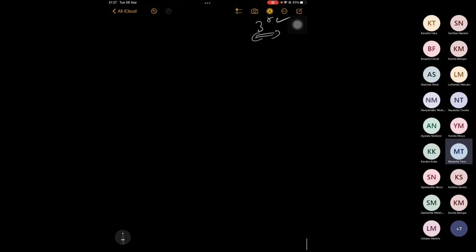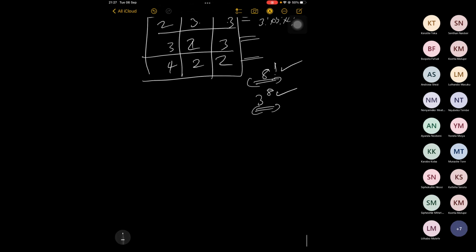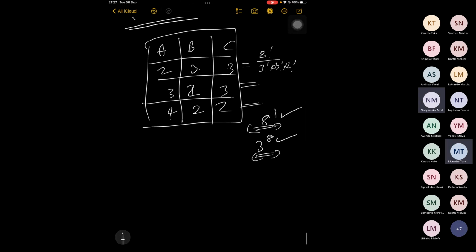This is something that we have been doing, but I just wanted to clarify on this part. Do you have any questions pertaining to this before we move on to base theory? Can you please repeat? You mentioned it can either be 8 factorial or 3 to the power of 8.